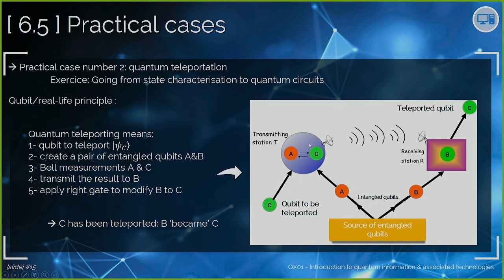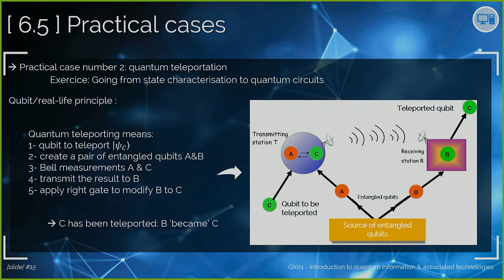And to do a particular measurement, so that would be the transmitting station, where we do a joint Bell measurement between C and A. What it does basically is you take C and A, and in a way you entangle C with A. And as you entangle C with A, as A is entangled with B, you entangle C with B. And that is the one you want to teleport.